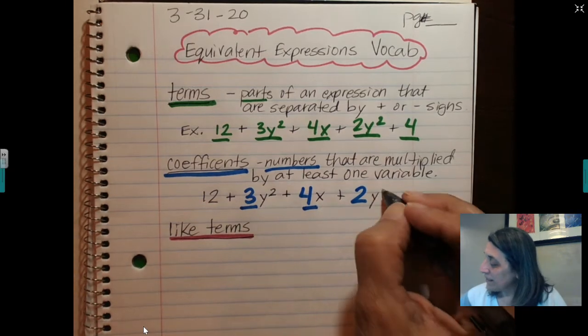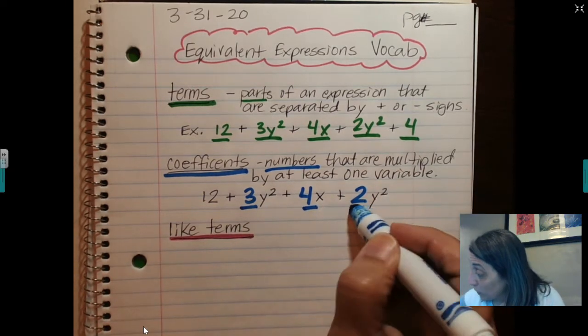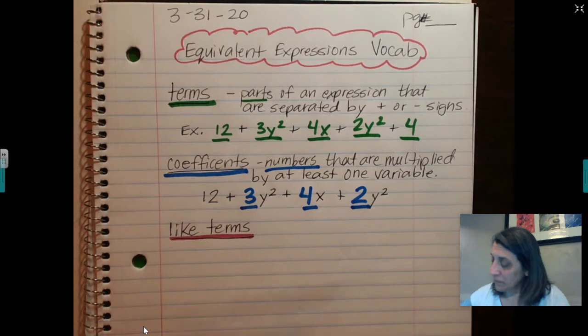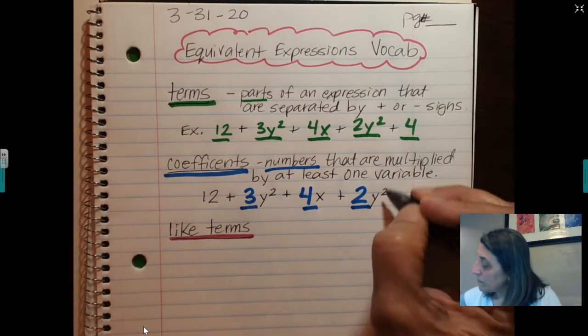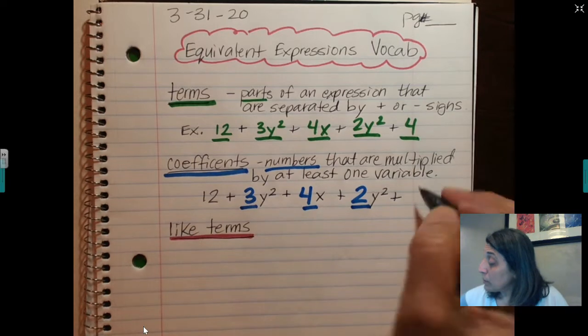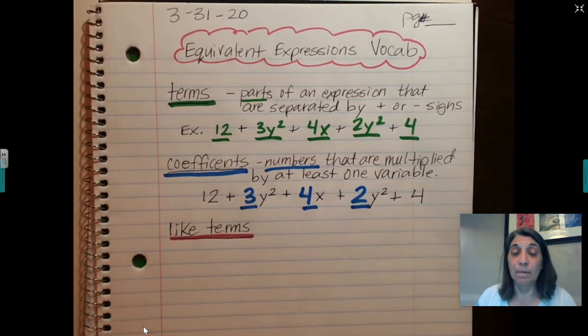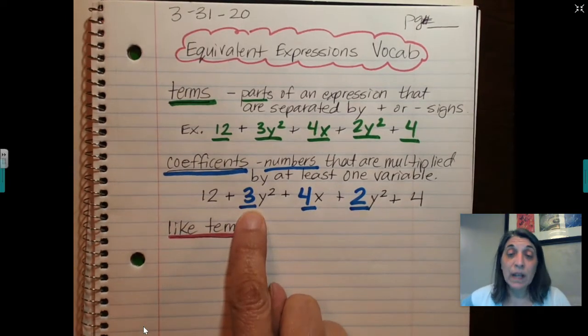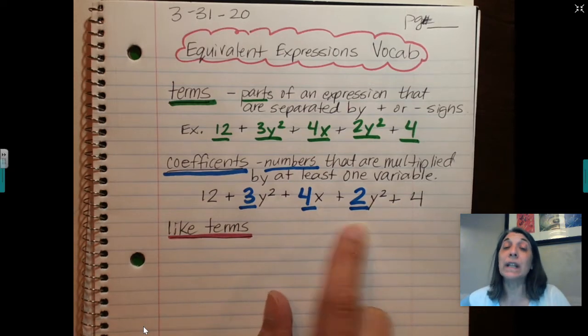2y squared, because it's the number that's being multiplied by a variable. And then the last part is the 4. Do I make the 4 blue? It is a number, but is it being multiplied by at least one variable? No. So it's just going to be in my black pen. So my coefficients are just 3, 4, and 2 in this example.